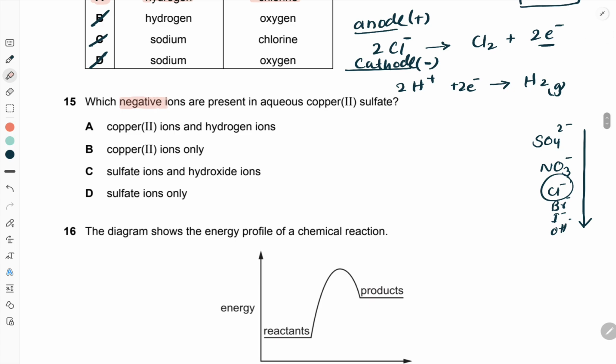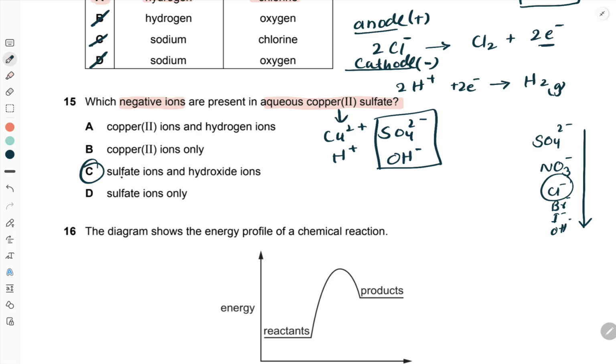Which negative ions are present in aqueous copper sulfate? So aqueous copper sulfate contains Cu2+ and SO4 2-. Since it is aqueous, it contains H+ and OH-. These are the negative ions, sulfate and hydroxide ions. So I can see that C is correct, sulfate and hydroxide.